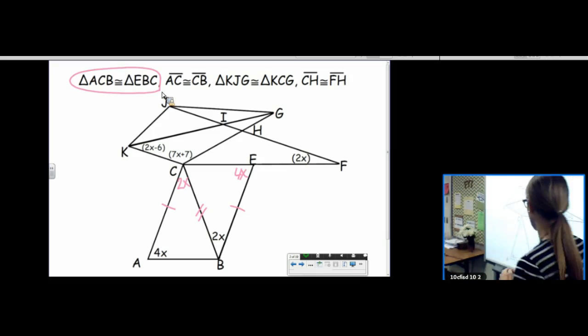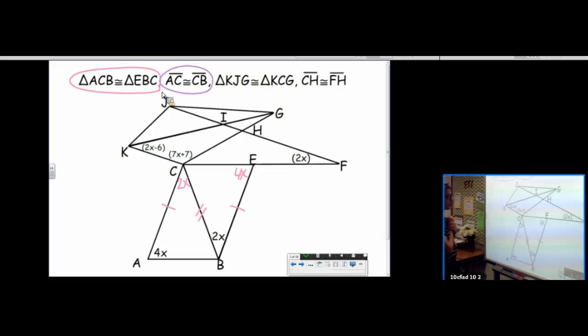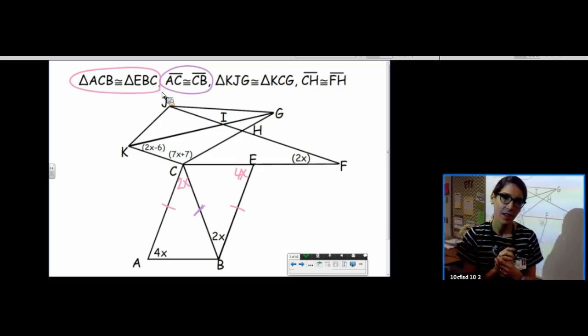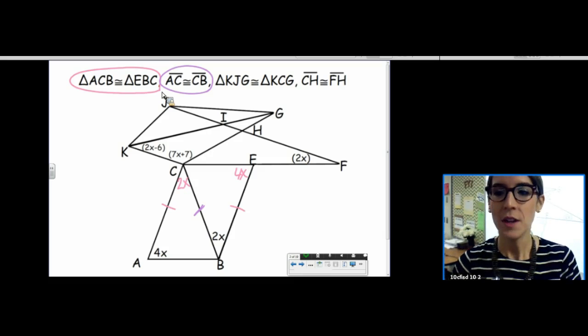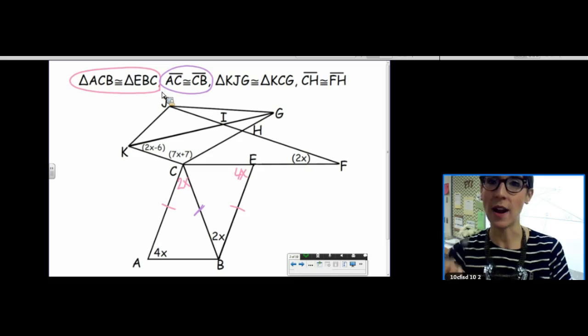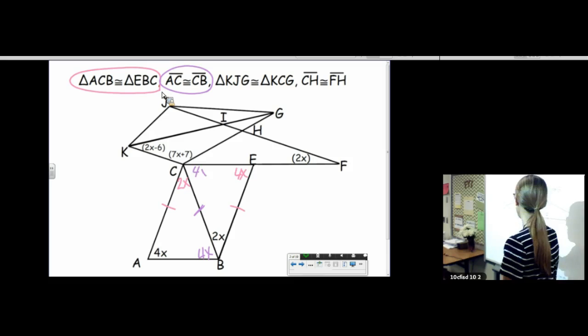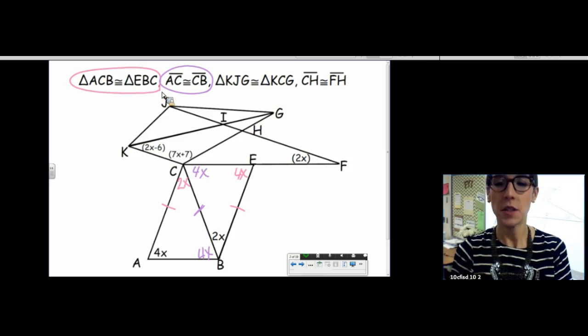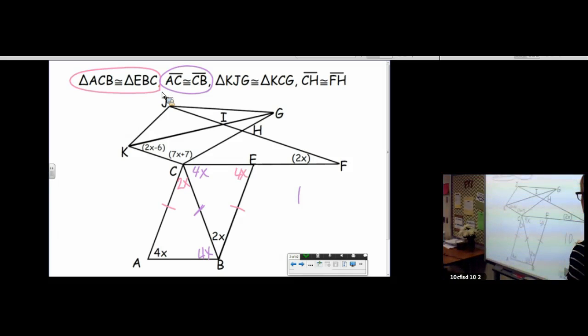But you've already moved on to the next statement, which says that segment AC is congruent to segment CB. So I can take away this that I marked. I can revise it. And now I know I'm dealing with two congruent isosceles triangles. So now I can use the isosceles triangle theorem, and now we know that the base angles are congruent. So yes, now we can do 4x plus 4x plus 2x equals 180.